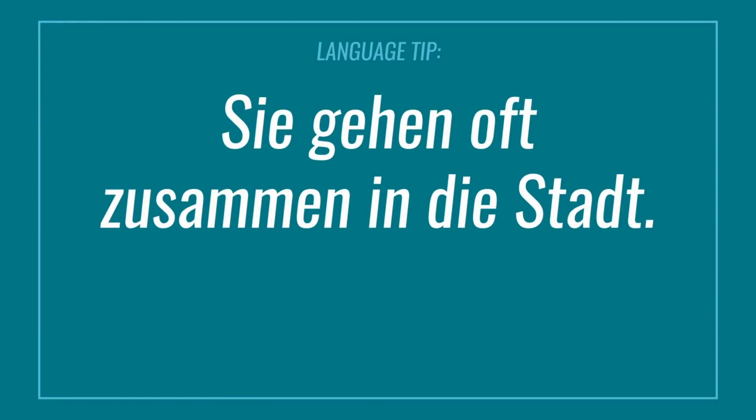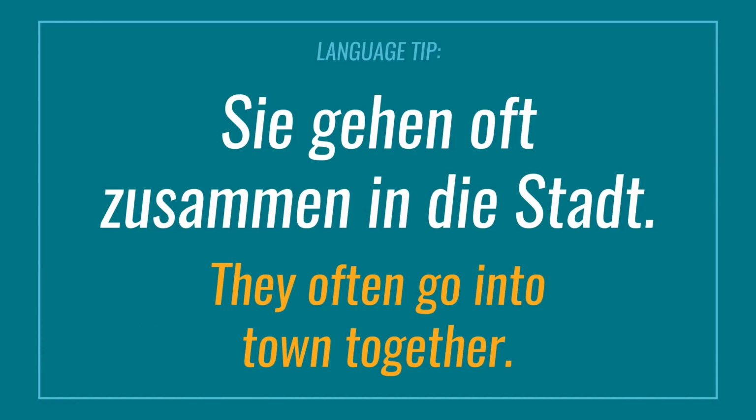Now take the sentence, sie gehen oft zusammen in die Stadt, meaning they often go into town together. Here, sie is only capitalized because it's at the beginning of the sentence and means they. As this is a statement, not a question, it's clear that it means they, despite using the same conjugation gehen as the formal Sie.